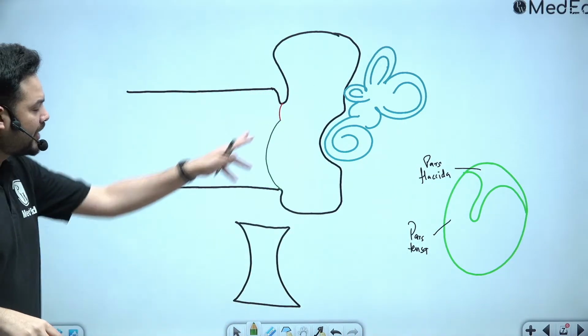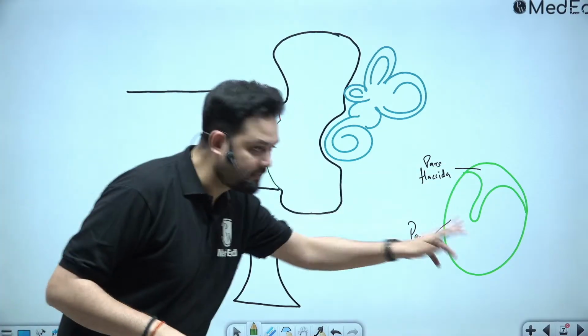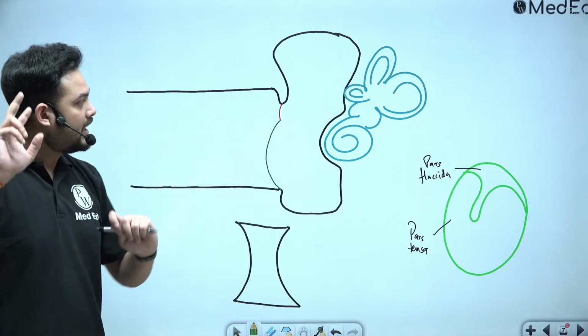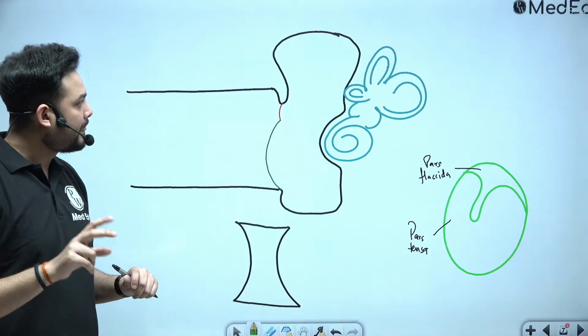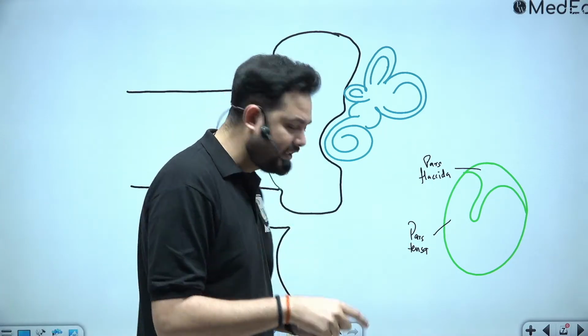Fine. So now you've got the pars flaccida, you've got the pars tensa. Okay? And this is the pars flaccida, this is the pars tensa. Now comes a very important part. Now I'll put the middle ear ossicles.